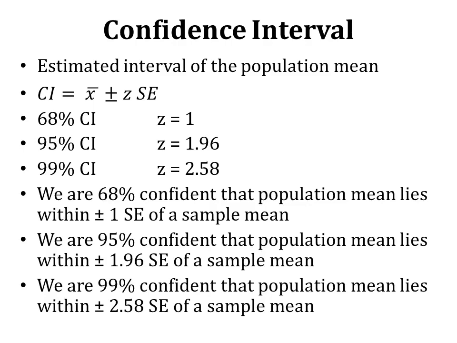So in case of standard error alone, we are 68% confident that the population mean lies within plus minus 1 standard error of the sample mean. In case of the 1.96 z-score, we are 95% confident that the population mean lies within plus minus 1.96 standard errors of the sample mean. And in case of the 2.58 z-score, we are 99% confident that the population mean lies within plus minus 2.58 standard errors of the sample mean.